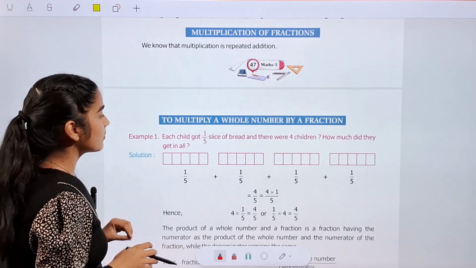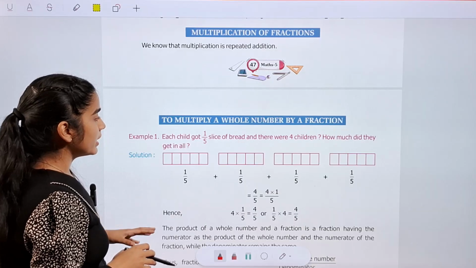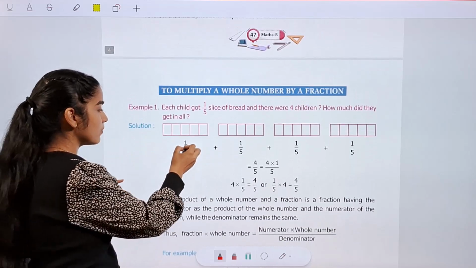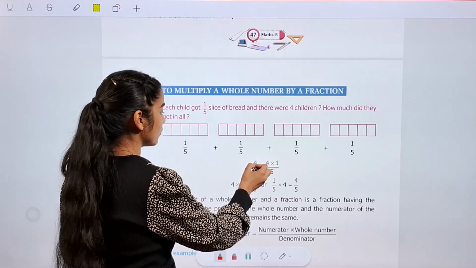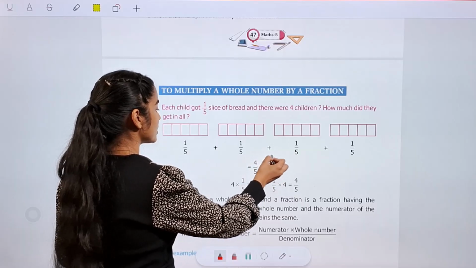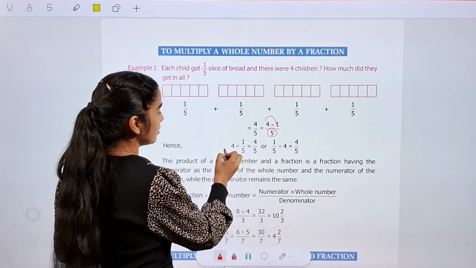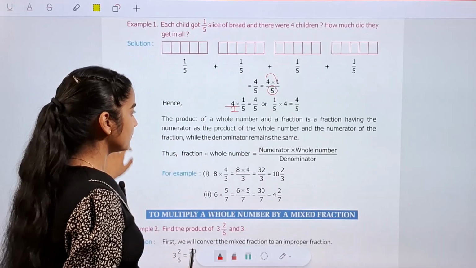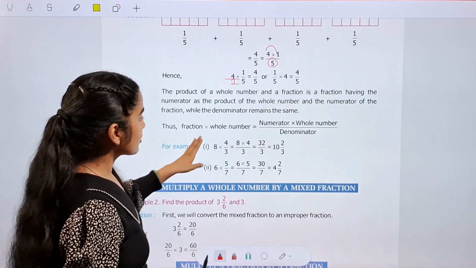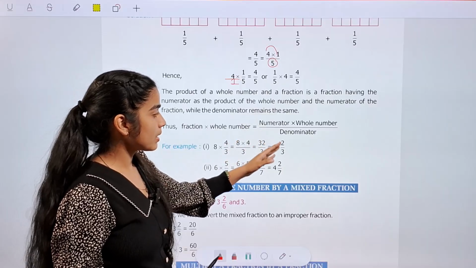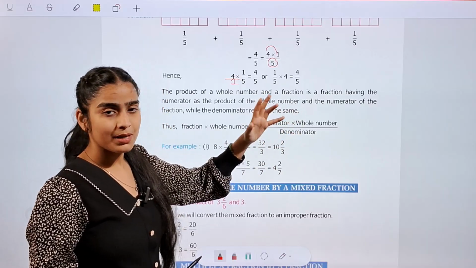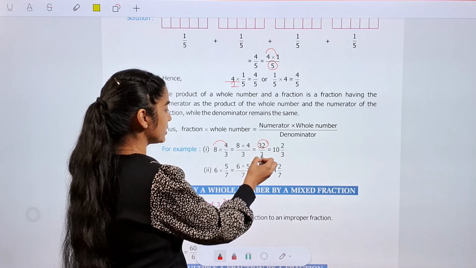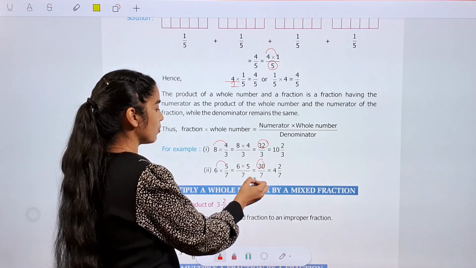Each child got 1/5 slice of bread, and there were 4 children. How much did they get in all? So what you have to do, you have to add 1/5 4 times. It means 1/5 multiplied by 4. 4 1s are 4 and 5 is there. Okay. If there is nothing at the place of the denominator, then we can take 1 as the denominator. So fraction multiplied by whole number means numerator is always multiplied by the whole number. So 8 4s are 32, denominator remains same. 6 5s are 30, denominator remains same.